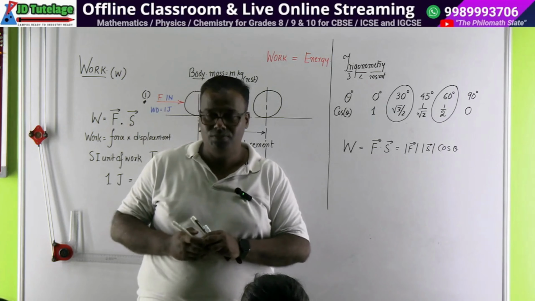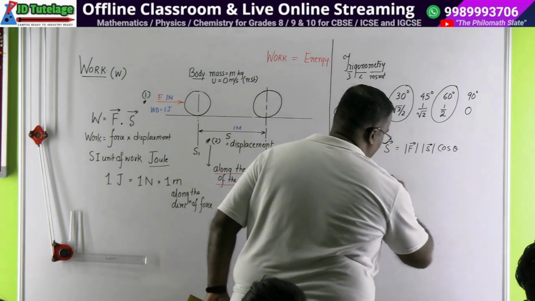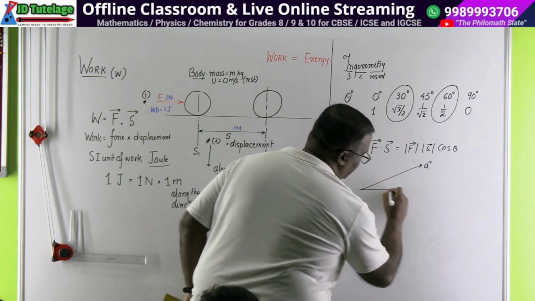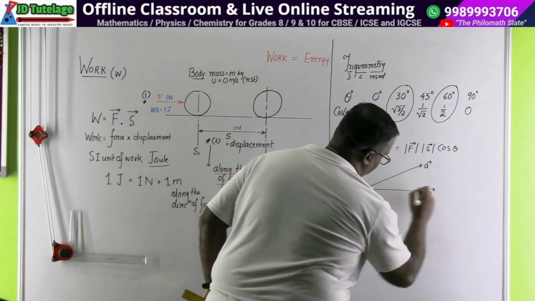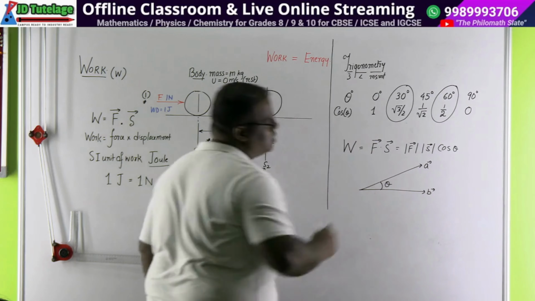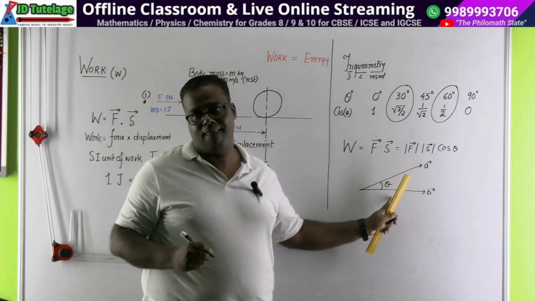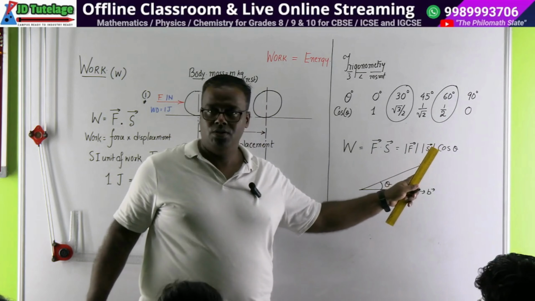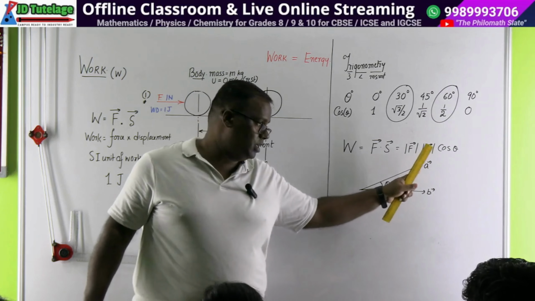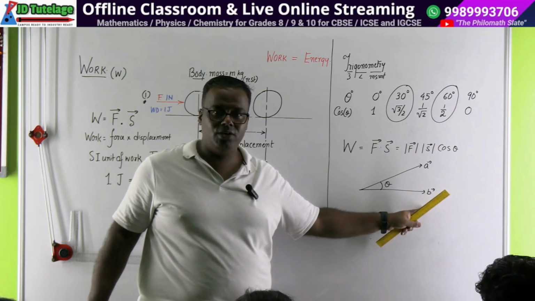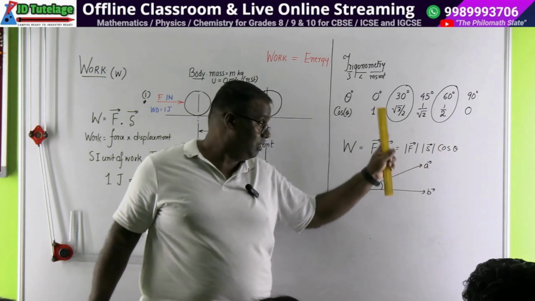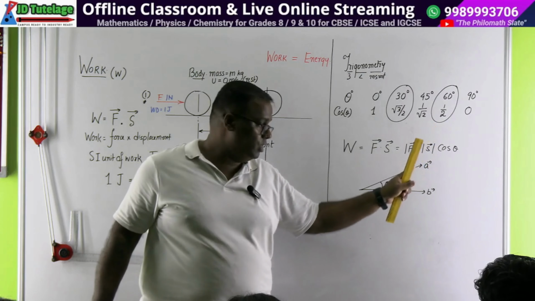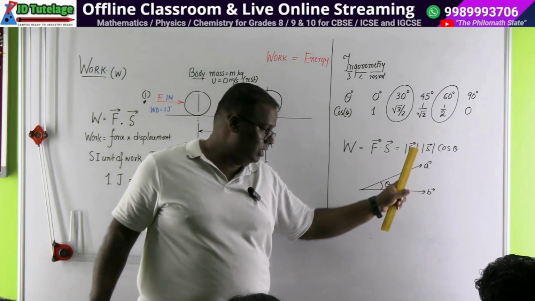Say suppose you have a vector A in this manner and another vector B in this manner, and they are making an angle of theta. At that time, if I ask you, find the dot product of A dot B, how will you find out? You will take the value of A, the value of B, and you will take cos of theta.